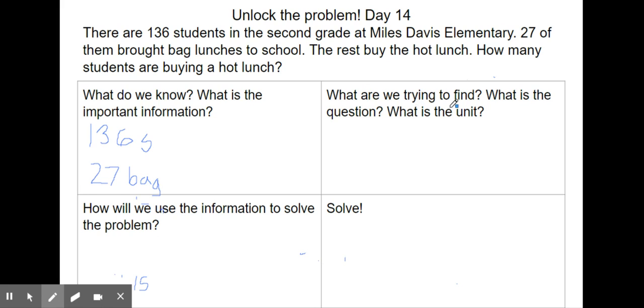What are we trying to find? What is the question? What is the unit? Pause the video and take a minute to fill this out in your packet. We are trying to find how many students bought a hot lunch. So I'm going to write hot lunch with a question mark. That's what we're trying to find. And the unit is the same. The unit is talking about hot lunches. Sorry, my handwriting is messy. It's hard writing on the computer.